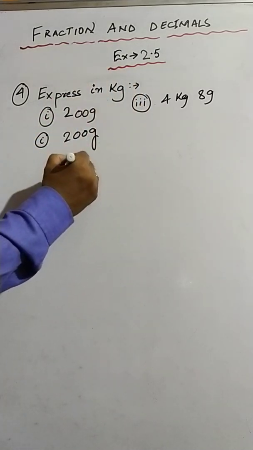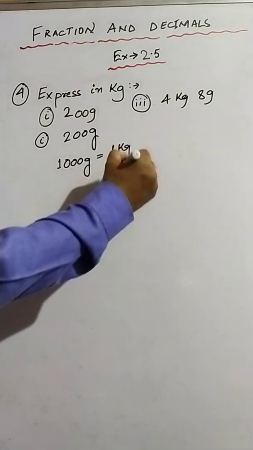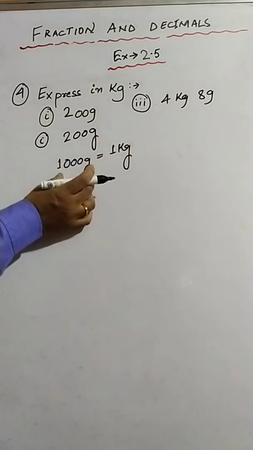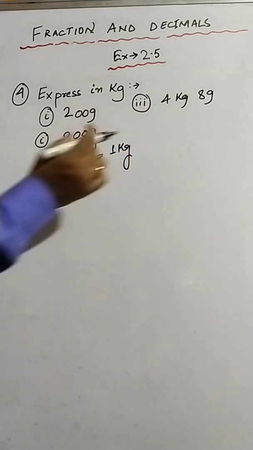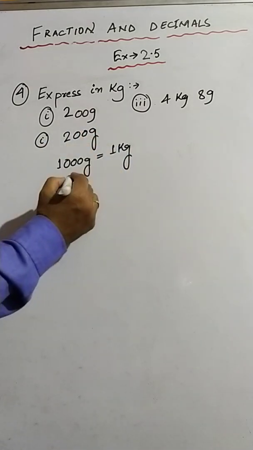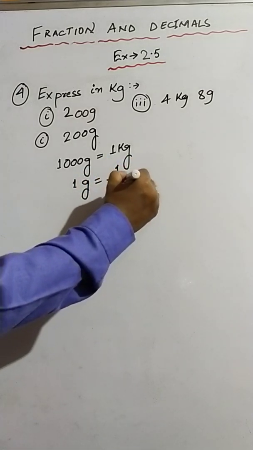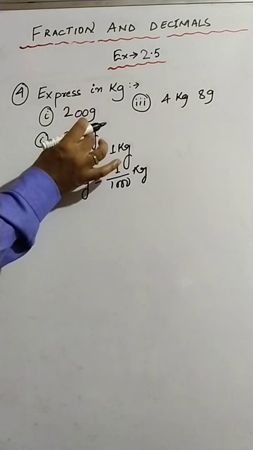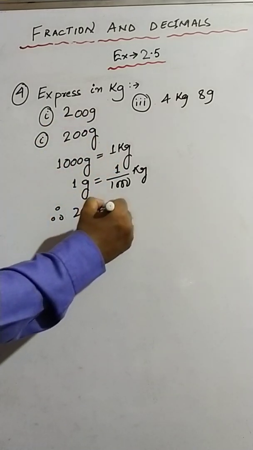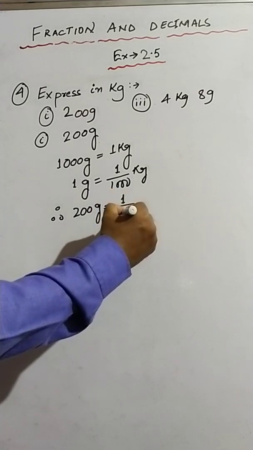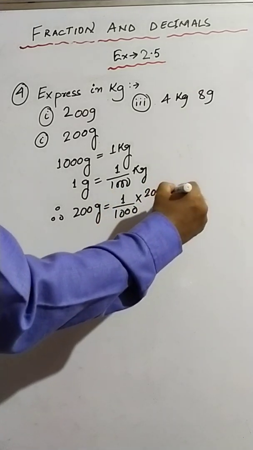So we know that 1000 gram is equal to 1 kg, isn't it? 1000 gram equals 1 kg. This is the relation between gram and kg. So if 1000 gram equals 1 kg, then 1 gram would be what? 1 by 1000 kg, isn't it? So 200 gram would be what? Therefore 200 gram would be 1 upon 1000 into 200, isn't it?